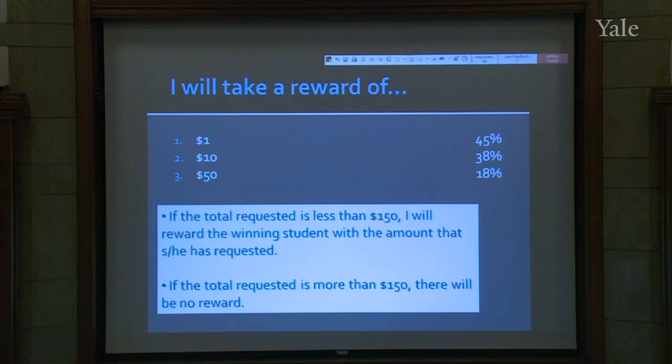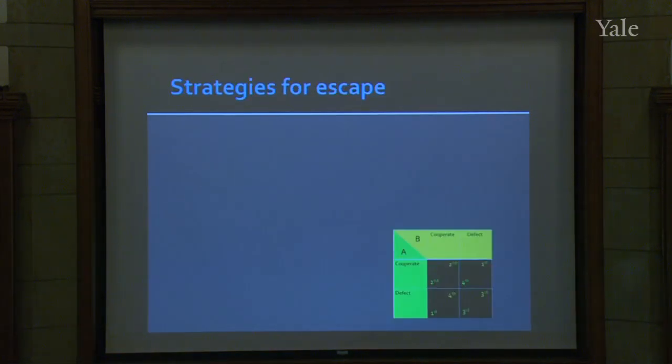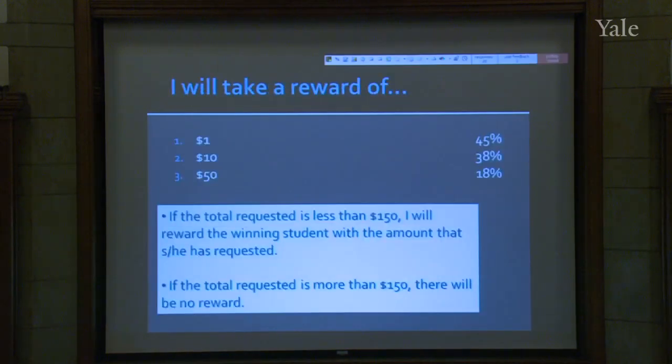Okay, so what's going on in the tragedy of the commons is what you see here. That is, each of you did what was individually rational. I mean, 18% of you went for the big money, but 38% of you went for $10. Only 45% of the students chose the option that was possible for everybody to take. You violated the categorical imperative. All right, well, that's life.